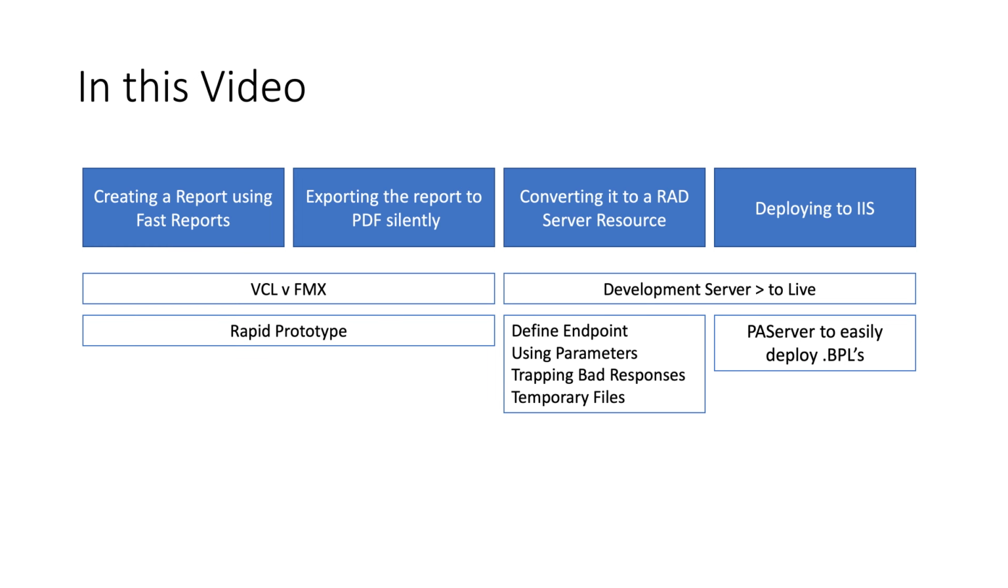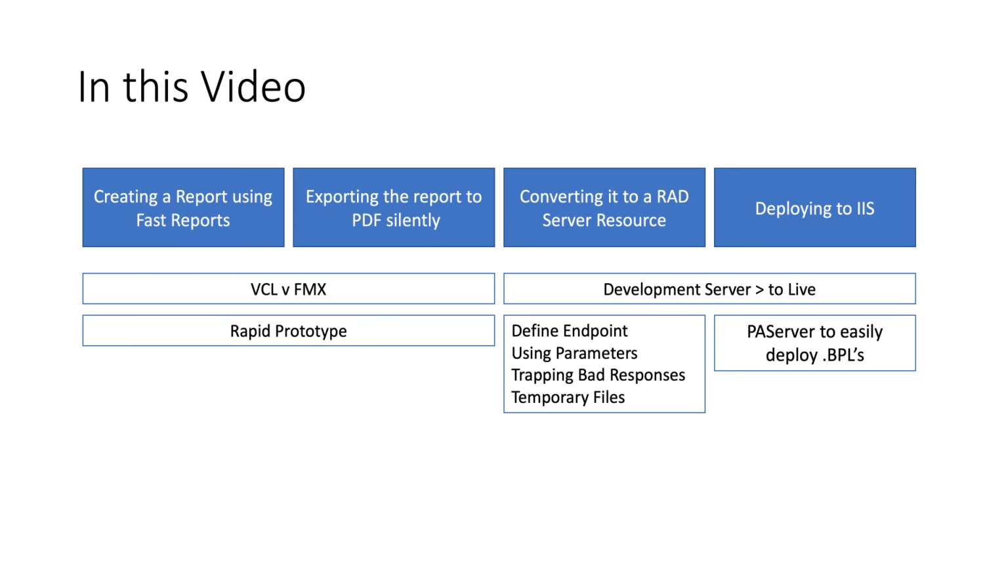So the stages I'm going to go through are, first and foremost, producing my report in a quick sample application on VCL, and then taking the components setup that I've developed and converting that into a silent export, and I'll show you what I've done to go through that. And then we'll look at how I've been able to convert that into a RAD server resource.